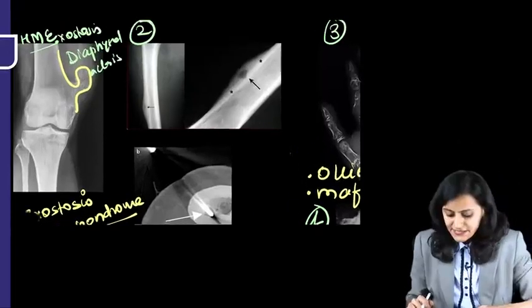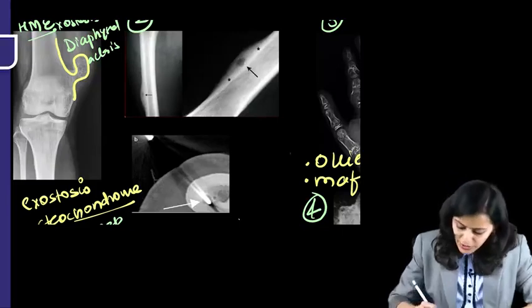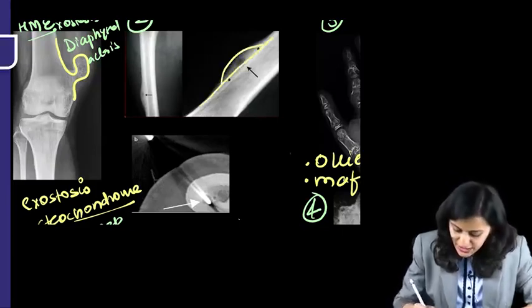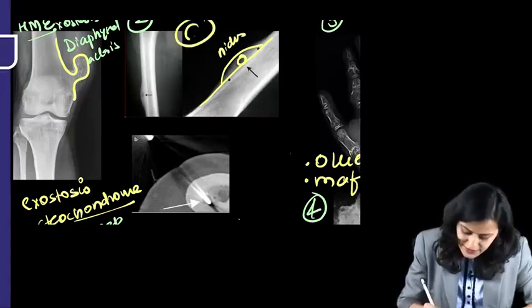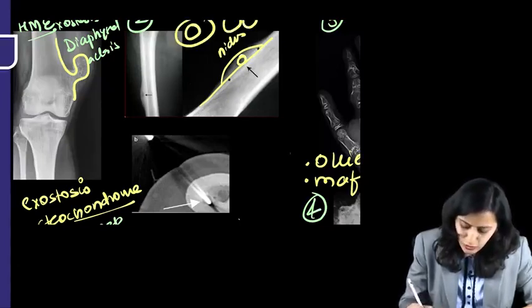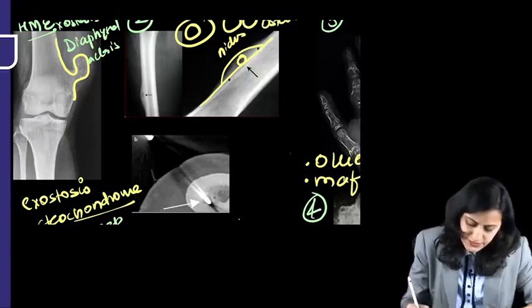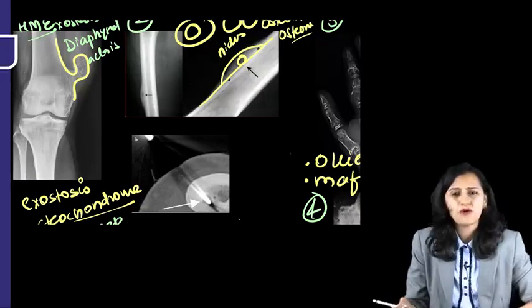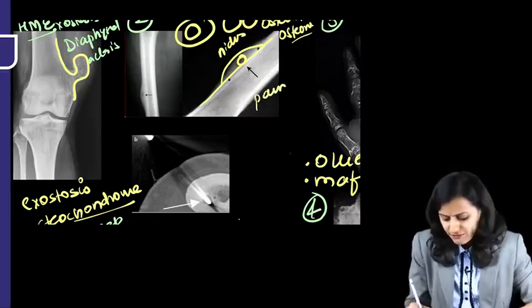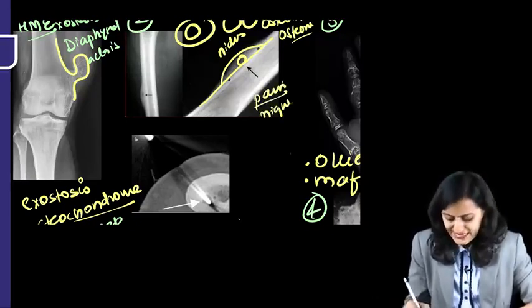Diaphyseal aclasis. Next tumor here is a cortical based tumor, cortical thickening with the central nidus. So remember that within the thickening we have the nidus, that is O and O. So this is OO, that is osteoid osteoma. And the patient keeps saying OO because the patient has a lot of pain, which is worse at night.